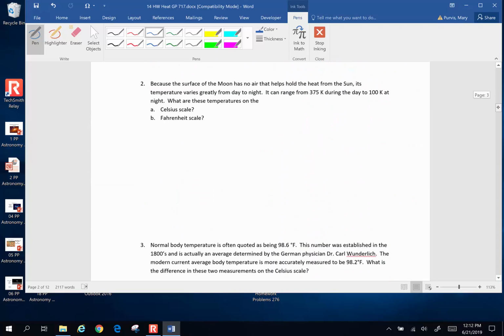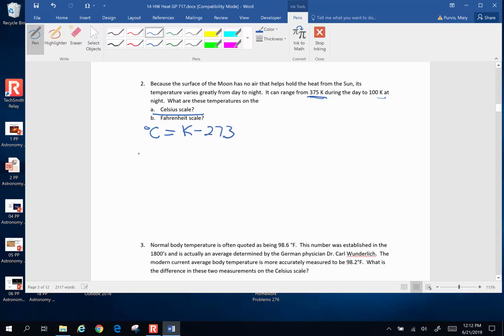All right, next problem. Because the surface of the moon has no air that helps hold the heat from the sun, its temperature varies greatly from day to night. It can range from 375 Kelvin during the day to 100 Kelvin at night. What are these temperatures on the Celsius and the Fahrenheit scale? So let's go ahead and do these. Let's do the Celsius first. Now, degrees Celsius is going to be equivalent to the Kelvin temperature minus 273.